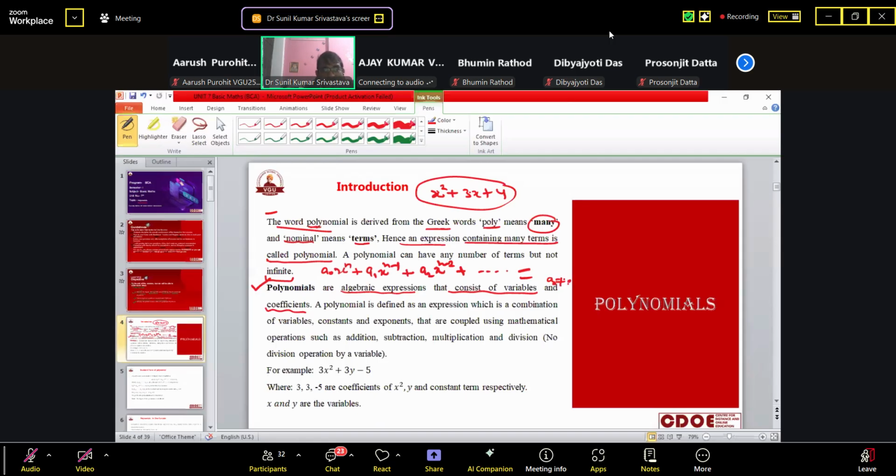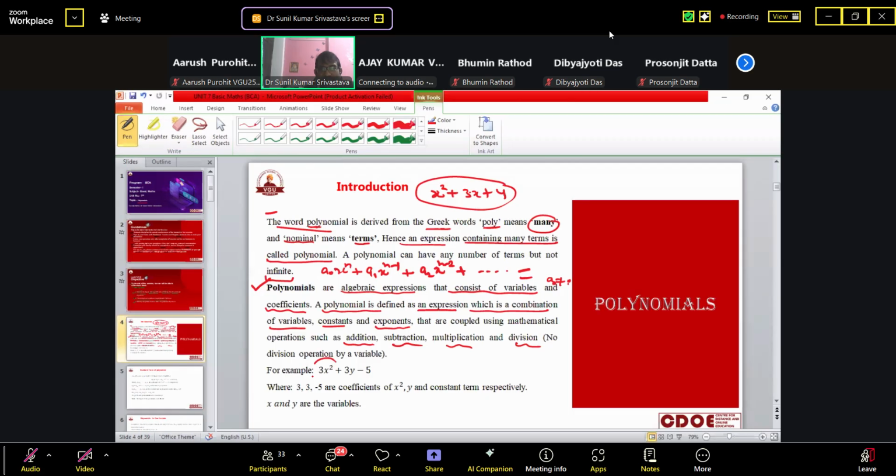But first of all, we have to know the exact meaning of a polynomial. Polynomials are algebraic expressions that consist of variables and coefficients. A polynomial is defined as an expression which is a combination of variables, constants, and exponents that are combined using mathematical operations such as addition, subtraction, multiplication, and division. No division operation on the variables.